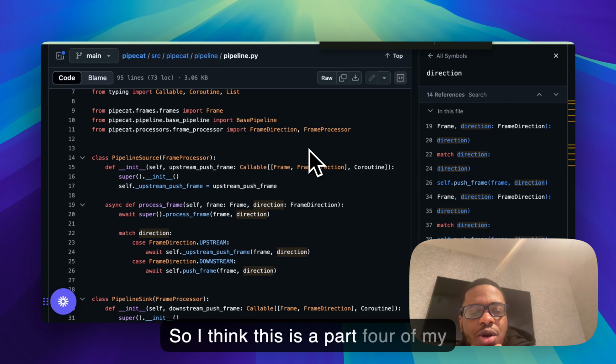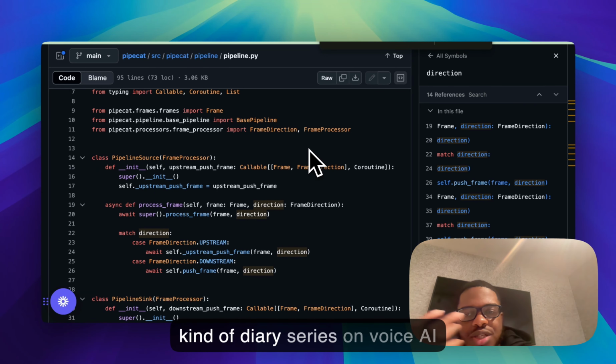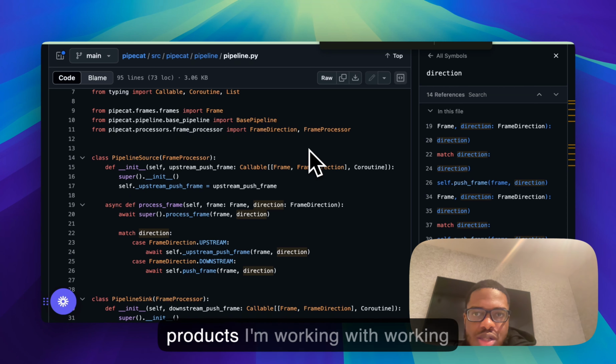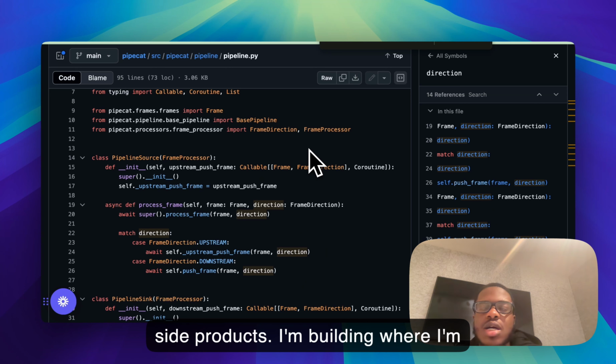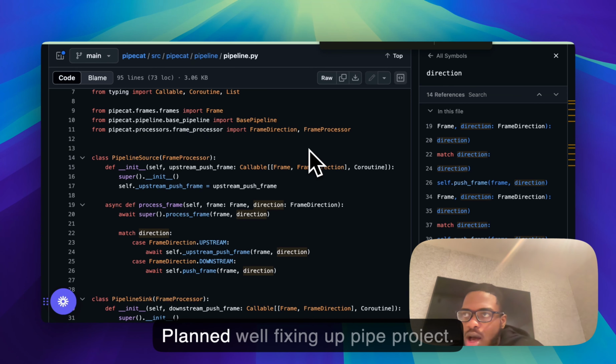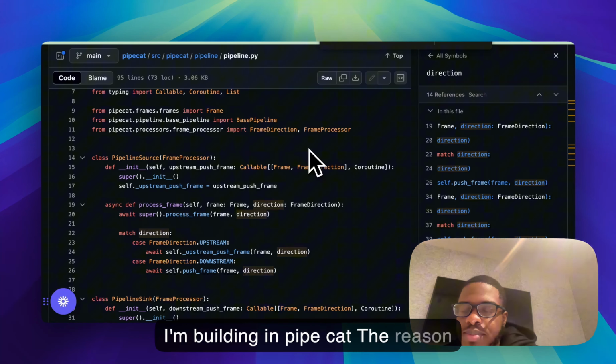So I think this is part 4 of my diary series on voice AI, where I break down the side projects I'm working on, whether they're client projects or just side projects I'm building. What I'm mostly doing the past couple of days is fixing up a project I'm building in Pipecat.